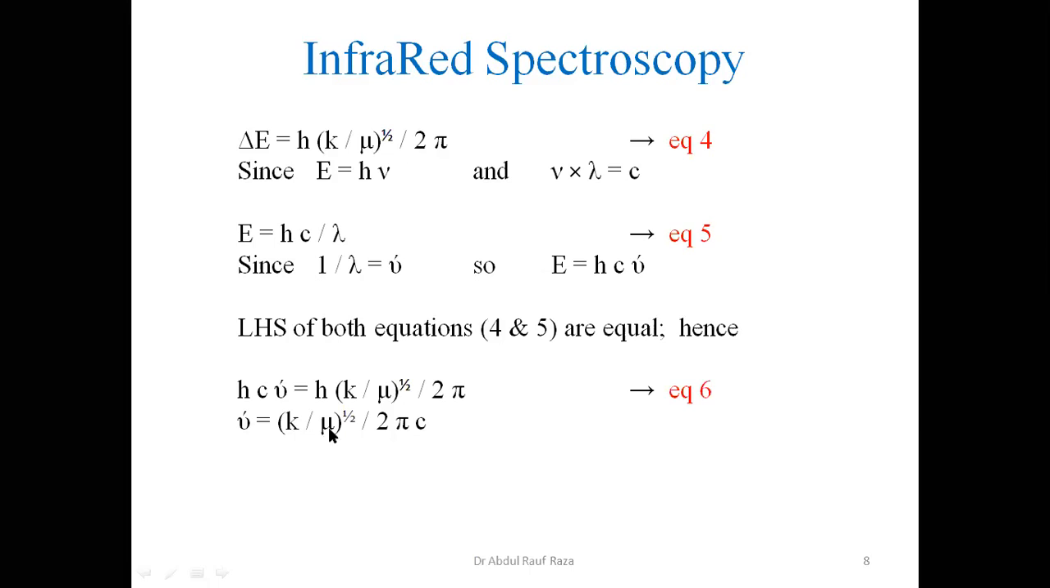Larger is the value of reduced mass, smaller shall be the value of absorption. Smaller is the reduced mass, larger shall be the nu prime it shall absorb. So these are the two major factors we have come to know from the equation. This is a very important equation. Why is this a very important equation?